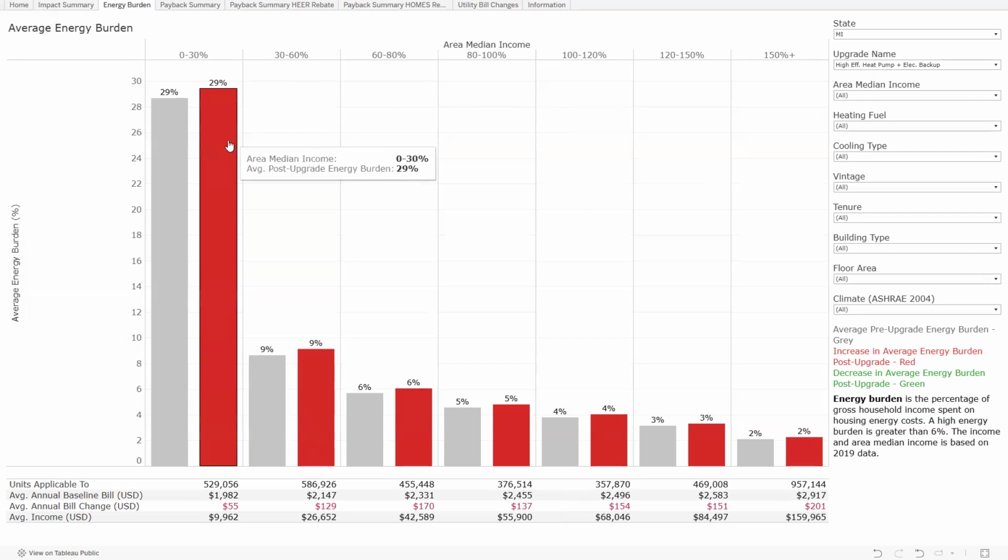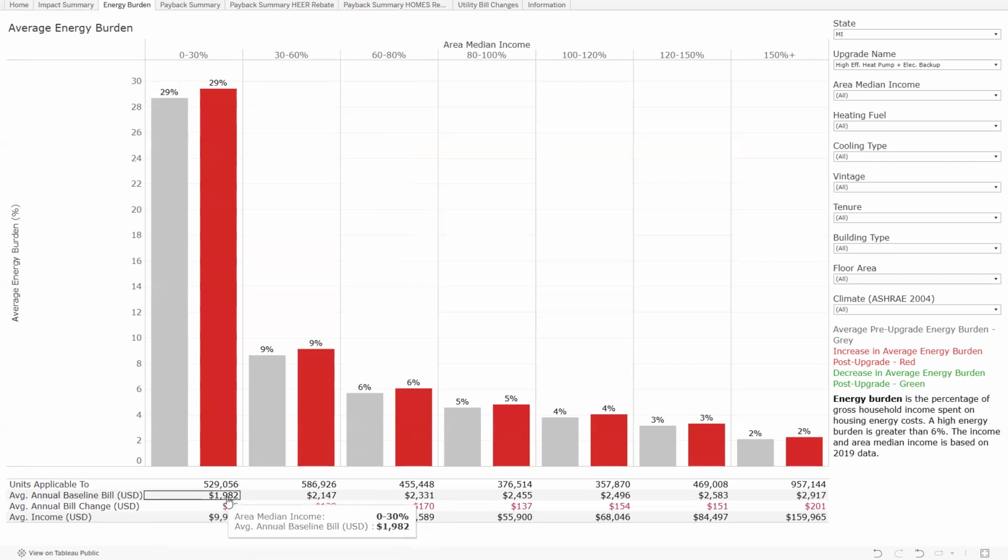After, it's gone up slightly, and there's an increase in average energy burden for this income level and across the state of Michigan. Down here on this table, we've included a couple statistics to help you look further into the detail. The first one being units applicable to, so this will give you an idea of how many units across the state or your filters are going to fall within this income bin.